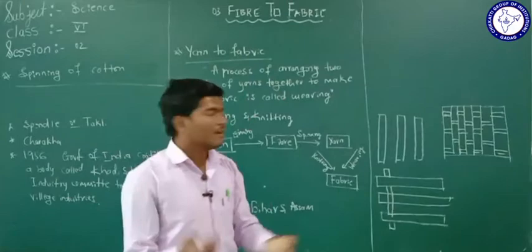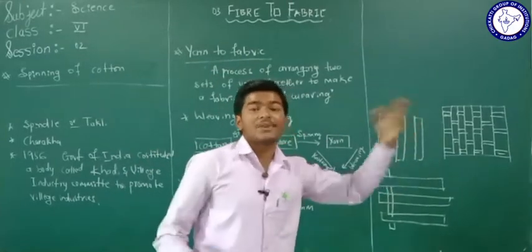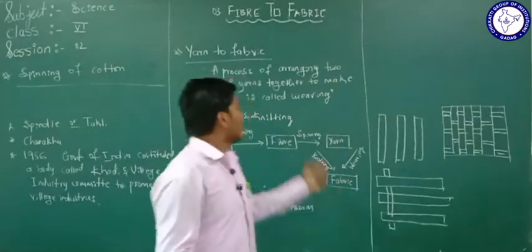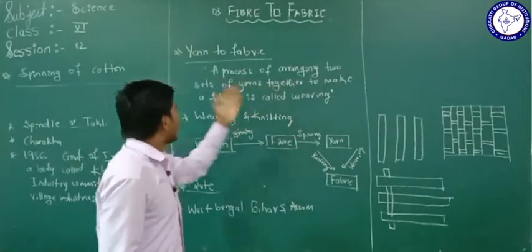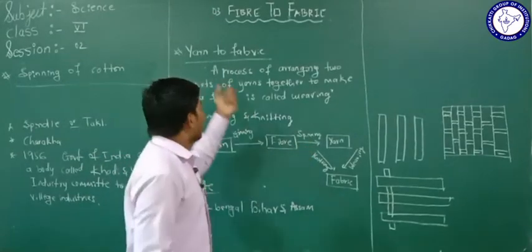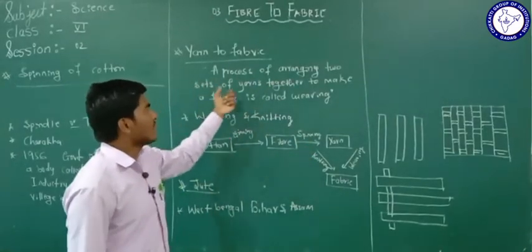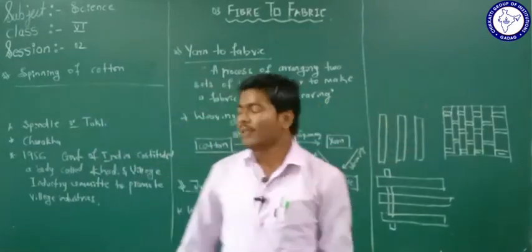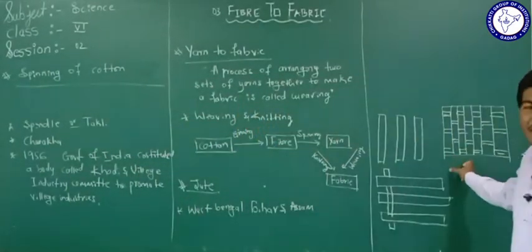Now, in the place of paper strips, we are going to consider yarns, the cotton threads. We are going to arrange the yarns. The process of arranging two sets of yarns together to make a fabric is called weaving. So this process is called weaving.